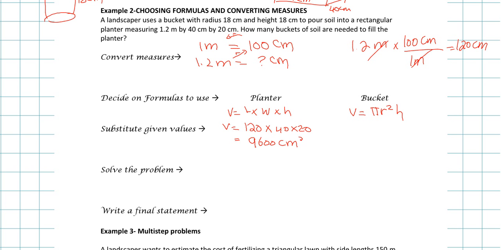And then for the volume of the cylinder, it's going to be pi. What's my radius? 9. Because the diameter is 18, so the radius is 9, and then times 18. So that's going to be pi times 9 squared times 18. So that's going to be 4,580.